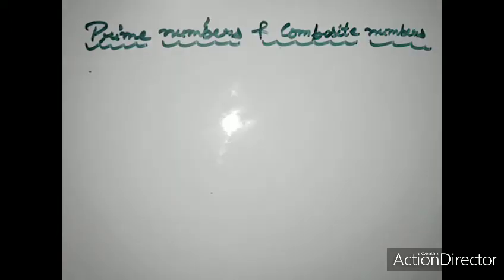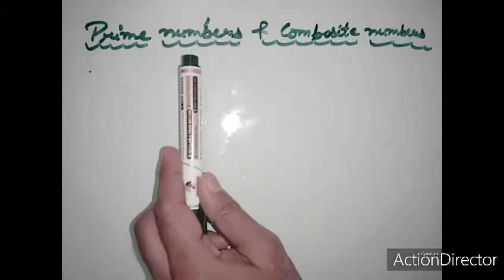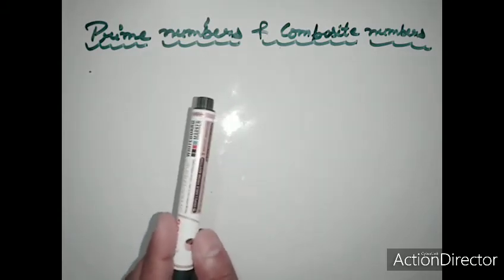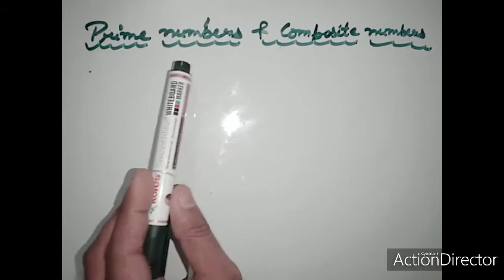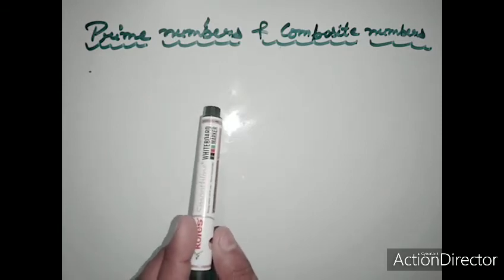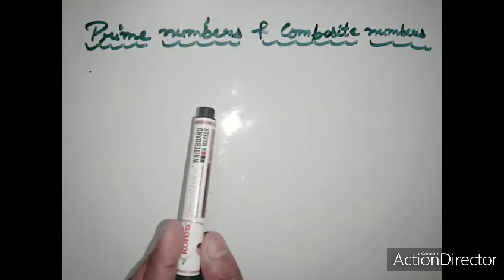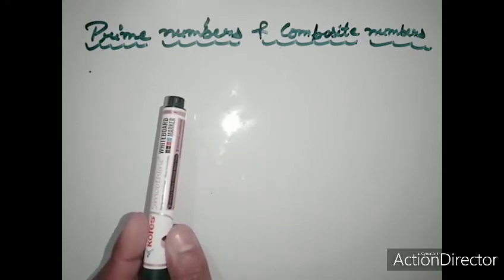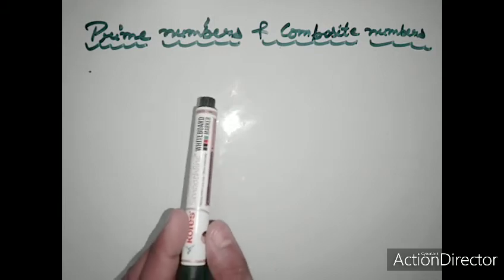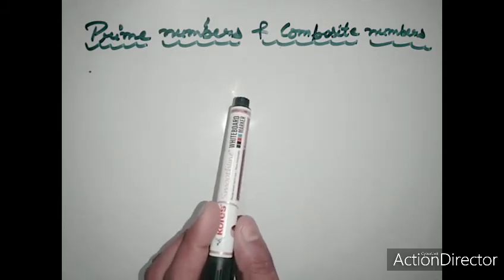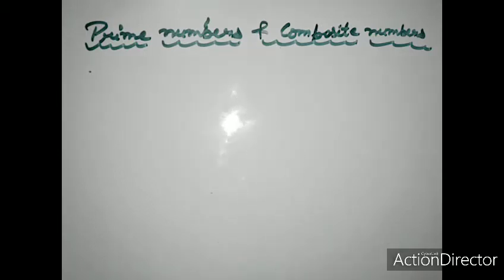Now students, here we will discuss prime numbers and composite numbers. What are the prime numbers? The numbers other than 1 whose only factors are 1 and the number itself are called prime numbers, right? Those numbers having only two factors, 1 and the number itself, are known as prime numbers. And what are the composite numbers? The numbers having more than two factors are called composite numbers, right? Examples of prime numbers are 2, 3, 5, 7, 11 and other numbers also. And composite numbers are numbers like 4, 6, 9 and other numbers.